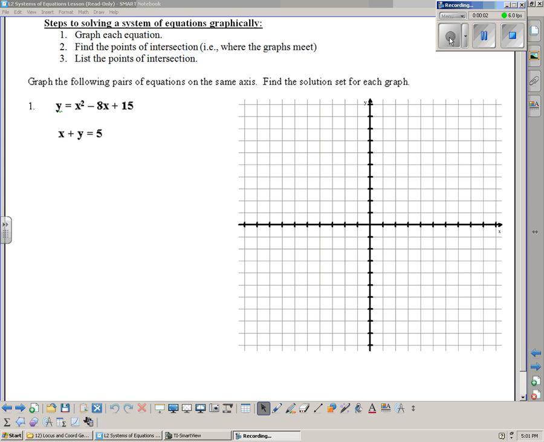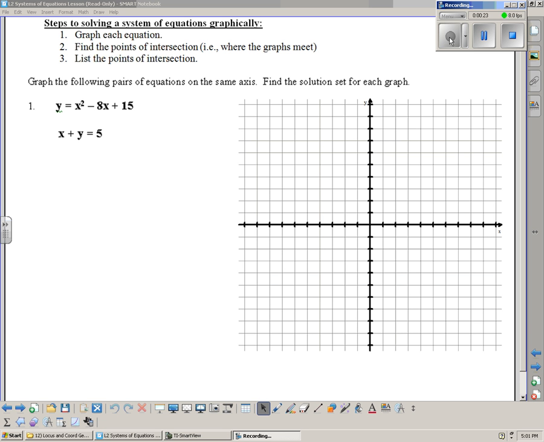Okay, this is our video lesson on how to solve a system of equations graphically. The reason I'm doing this as a video lesson is because last year you spent a lot of time on systems of equations, and in geometry we just have to know how to do these things graphically. We don't even have to know how to do them algebraically. So here's our first question.